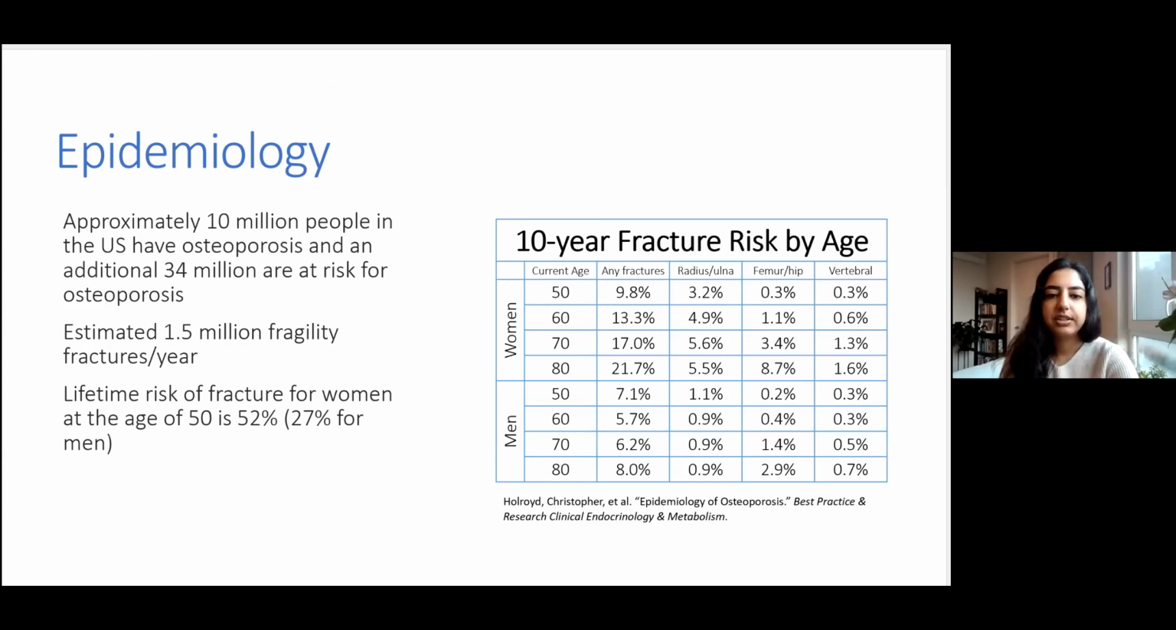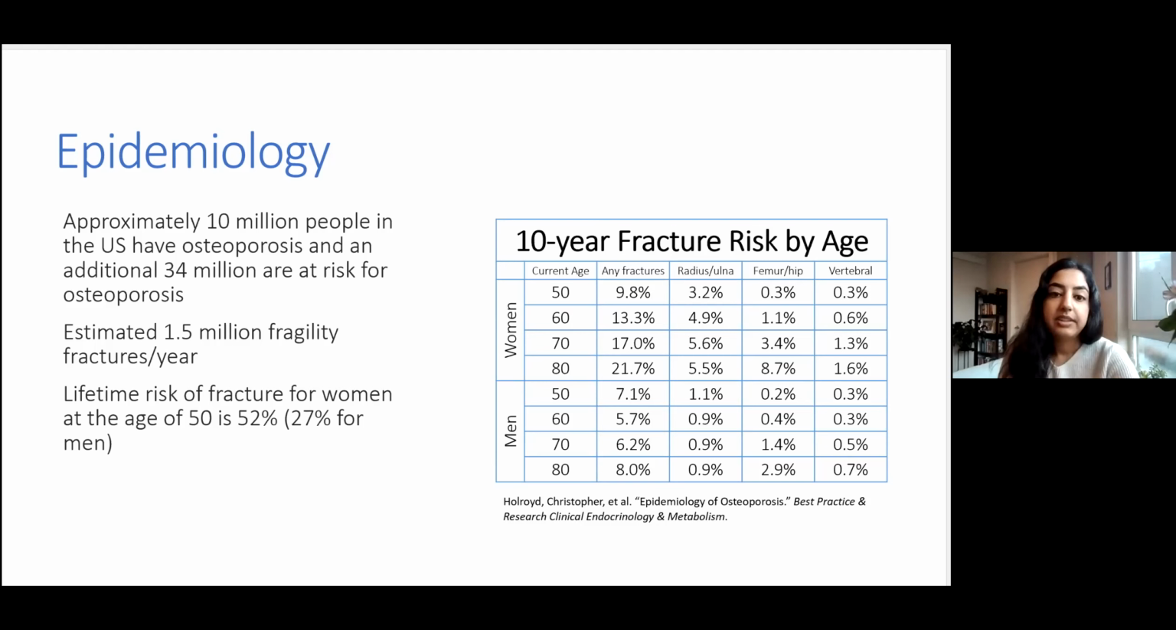Every year there are about 1.5 million fragility fractures, and you guys can think about what an expensive hospitalization that is. That's orthopedic surgery, that's physical therapy, it's a prolonged hospitalization, and then a very prolonged rehabilitation course after a fracture.